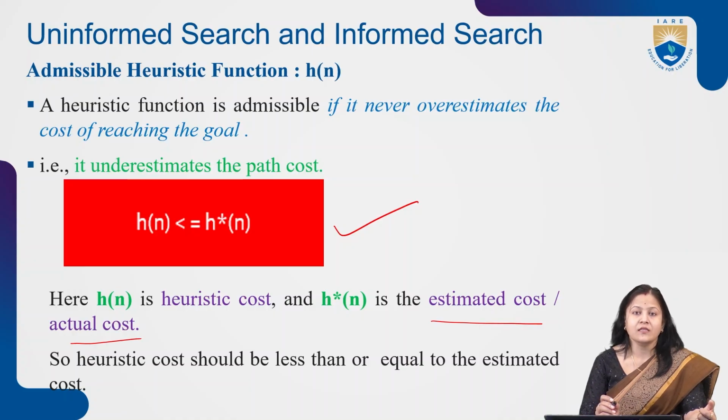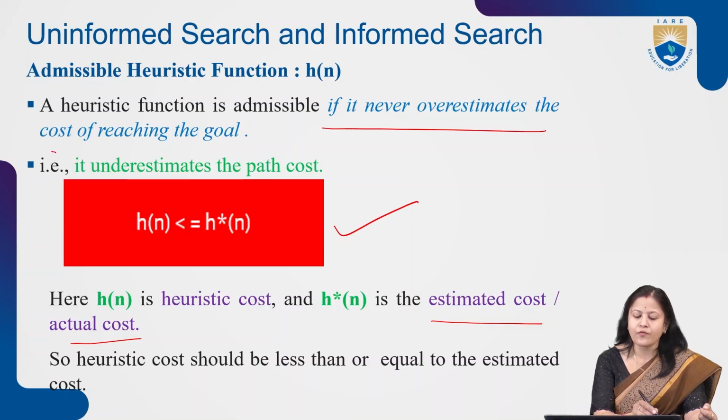So we can say the heuristic function is admissible if it never overestimates the cost of reaching the goal state. I will show you with the help of one example. So this is the condition we have to remember: h of n is less than or equal to h star n. That means the heuristic value of any node should be less than or equal to the actual cost from the starting node to the goal node. That is the condition, then only that heuristic value is applicable. So the heuristic cost should be less than or equal to the estimated cost.